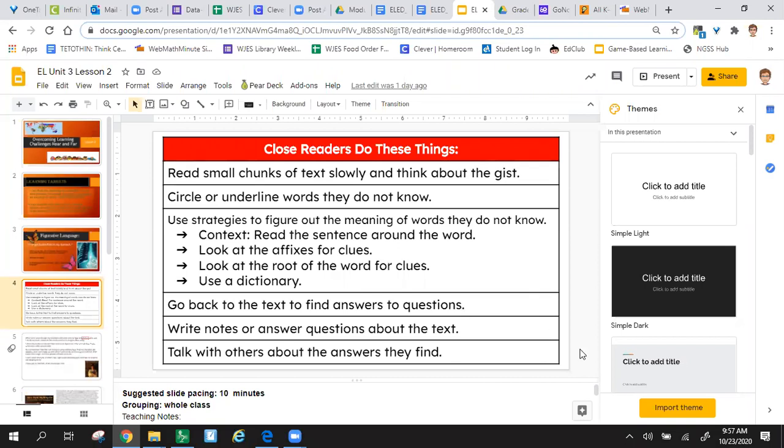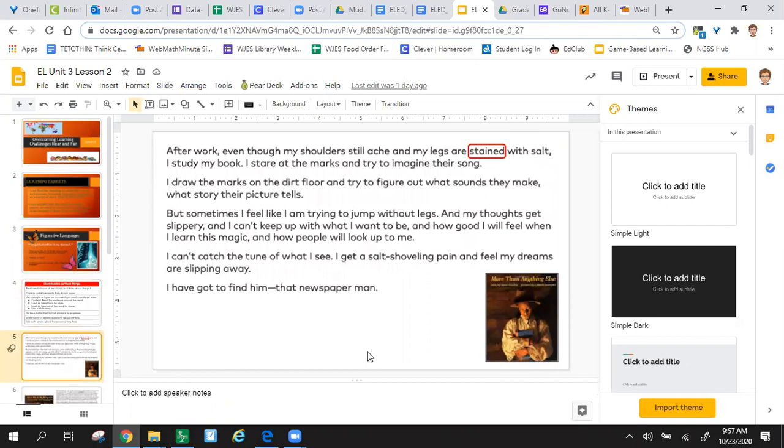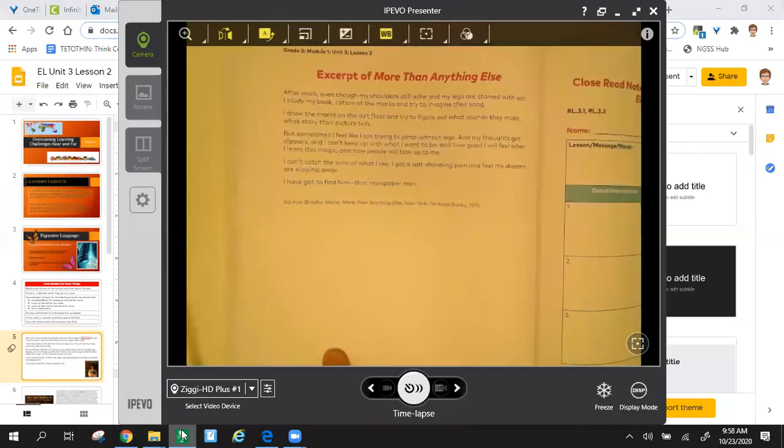All right. So in your EL workbook, you have a page. Let's see, what page is that? Go ahead and open your workbook. I'm pretty sure it's 68, but let's double check. Yep, page 68. So everybody find page 68 for me. This is our excerpt of More Than Anything Else.